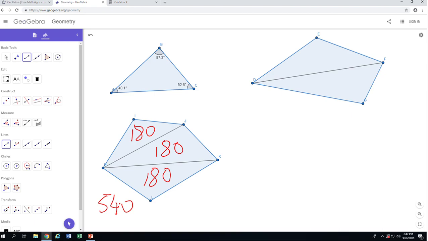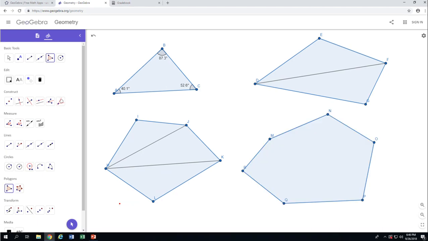180. The next polygon will be the polygon with six sides. The name of this is hexagon. Okay, the polygon of six sides is called hexagon. How many triangles do you think we're going to have if we divide this hexagon into triangles? And again, the idea here is to connect one vertex with the other non-consecutive vertices.